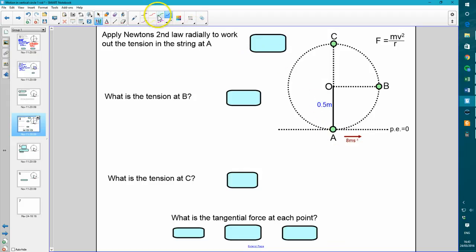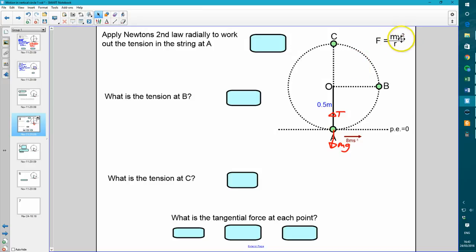So if I mark a diagram here, I'm going to have my tension going towards the centre of the circle, and I'm also going to have my weight, we'll call that mg for the time being, going vertically downwards as well. So to work out the tension in the string at A, I need to use Newton's second law, which is force is equal to mass times acceleration.